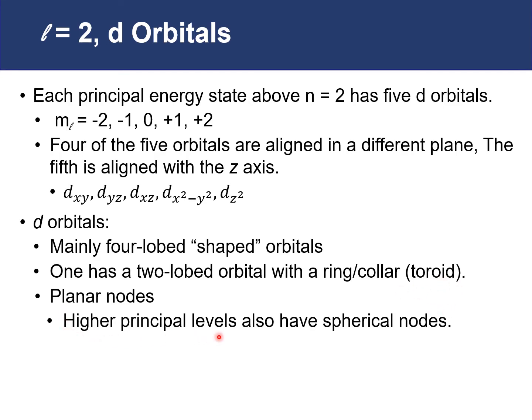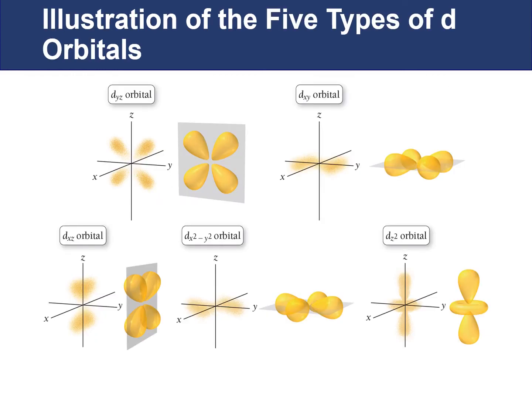For the higher principal levels, where n is 4 and higher, you will have additional spherical nodes, just like you had with the s and the p orbitals. So the shapes of the d orbitals, again, have this X-like configuration with 2 planar nodes between them. So the planar node for the dyz cuts across here and cuts down here. So the planes that bisect the orbitals are along the xz plane and along the xy plane.